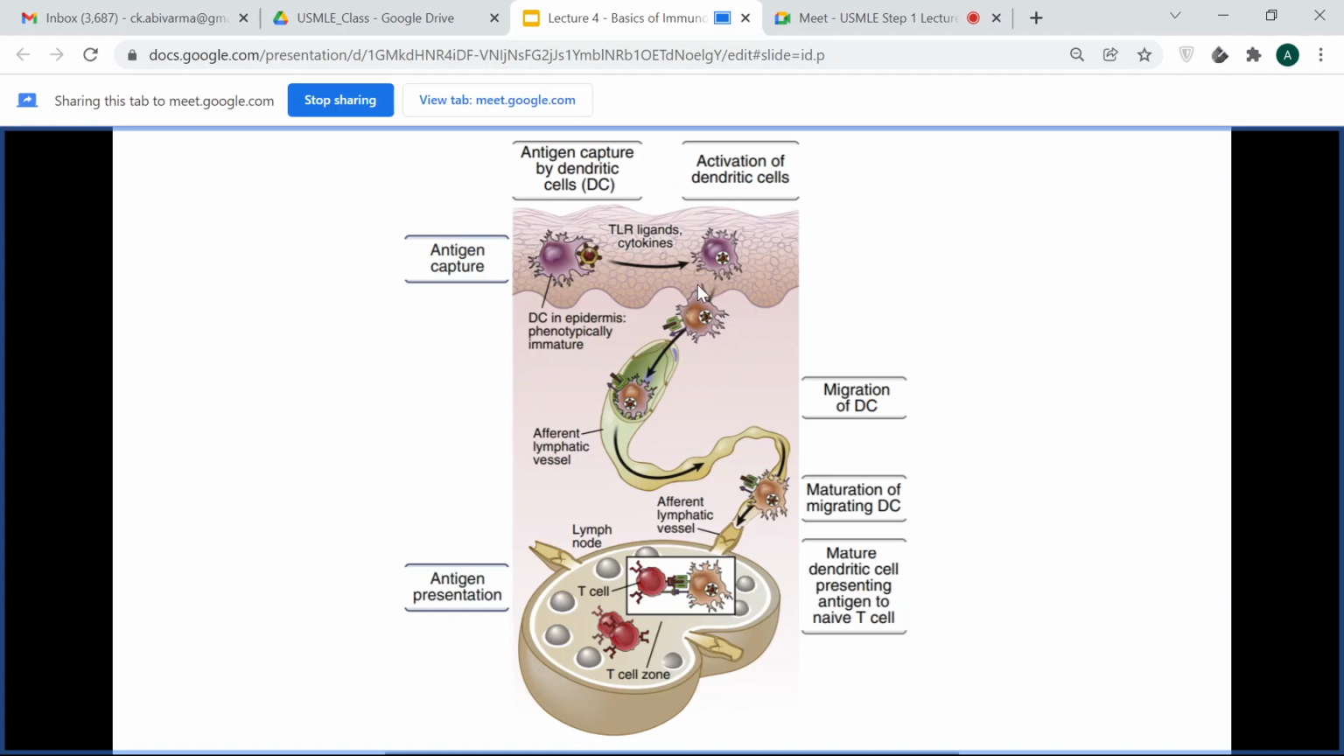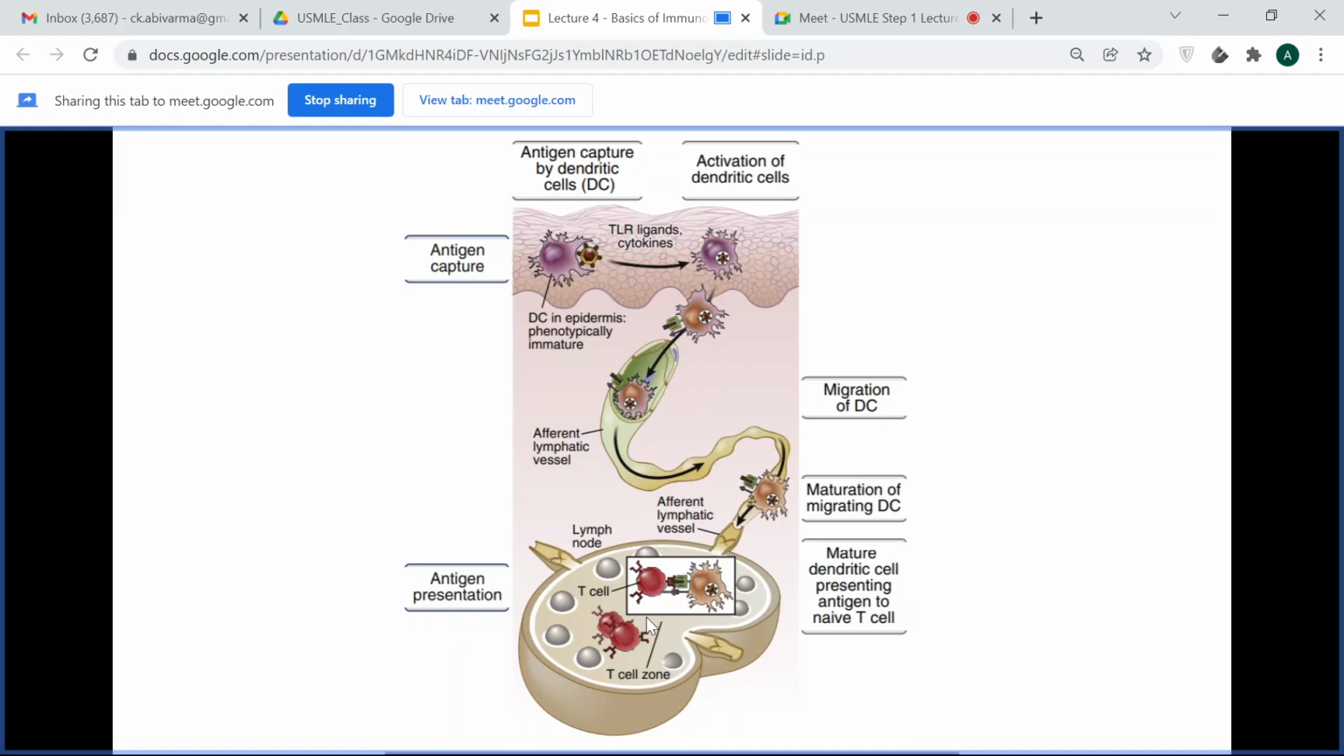Some of them will end up migrating to the lymphatic tissue. Some of them will continue on to secrete cytokines to recruit further mediators of acute inflammation that we talked about in the previous classes. The ones that do end up migrating to the lymph nodes are what we are going to focus on mostly. So these dendritic cells, the activated ones, end up reaching the lymph nodes.